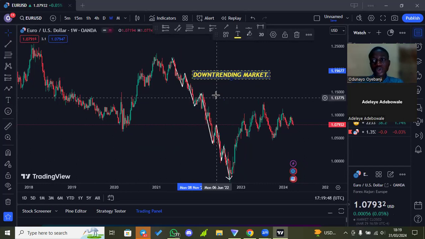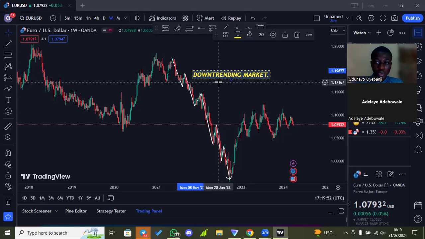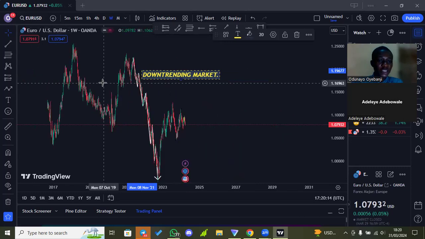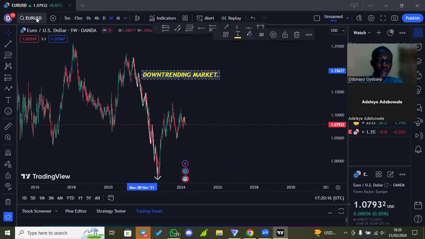Good. So I've showed you the two types of trending market that we have. Now we are moving to the next one, which is the non-trending market. Under the non-trending market, we have what is called the ranging market. So now let's quickly look for an example or a scenario of a ranging market.